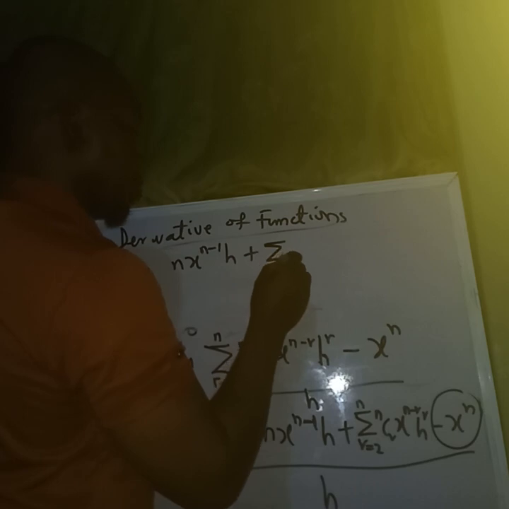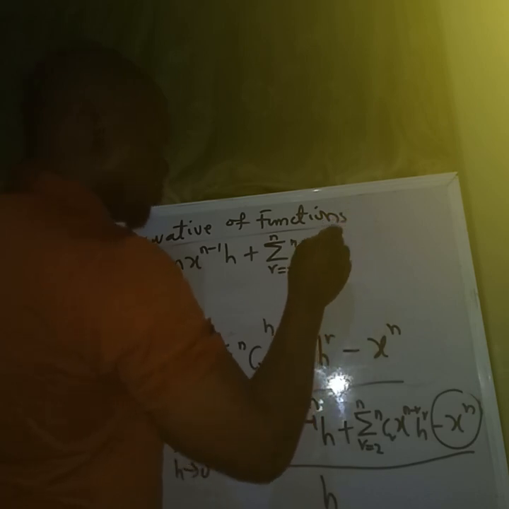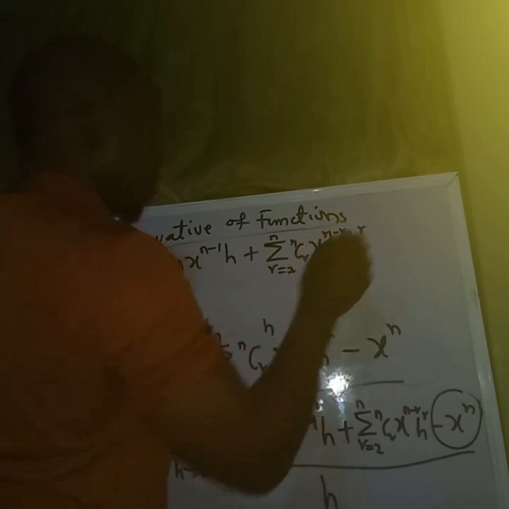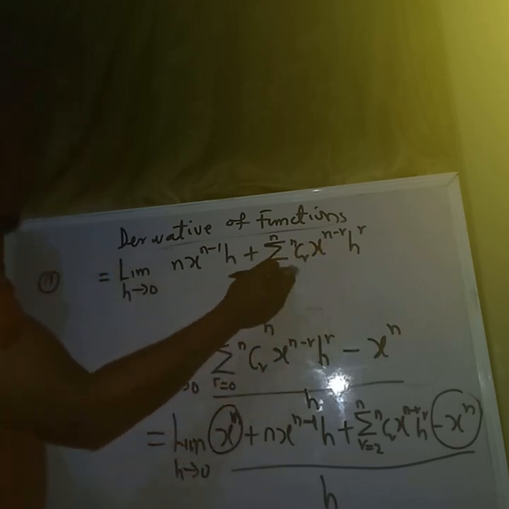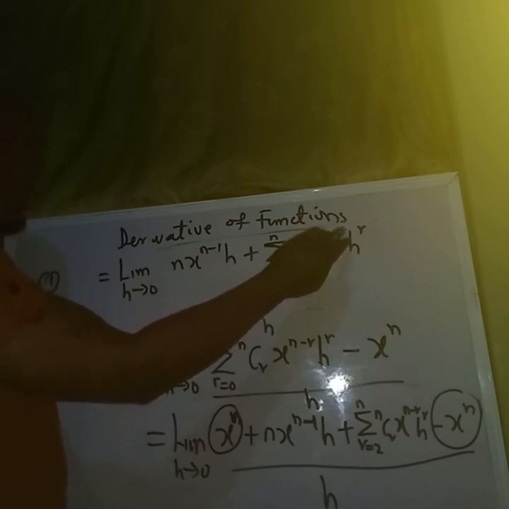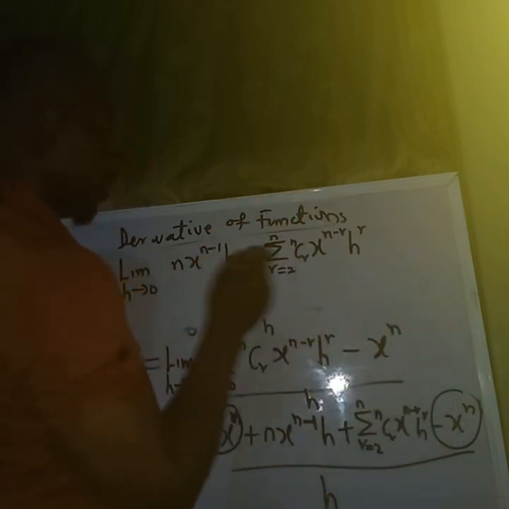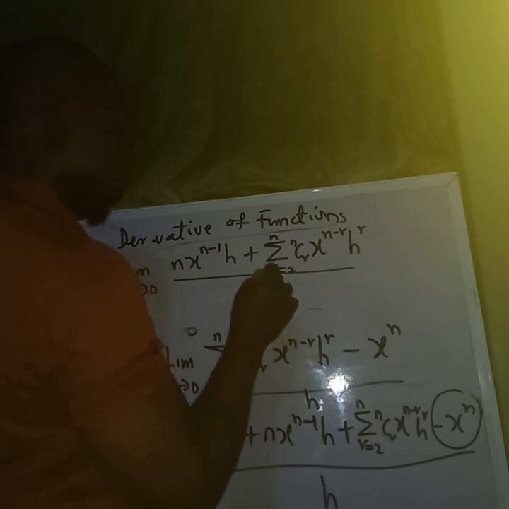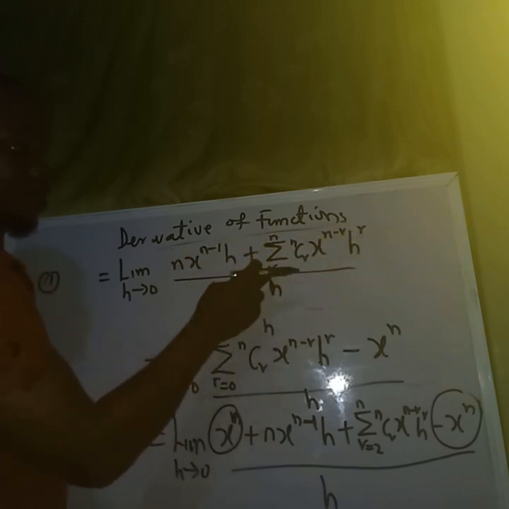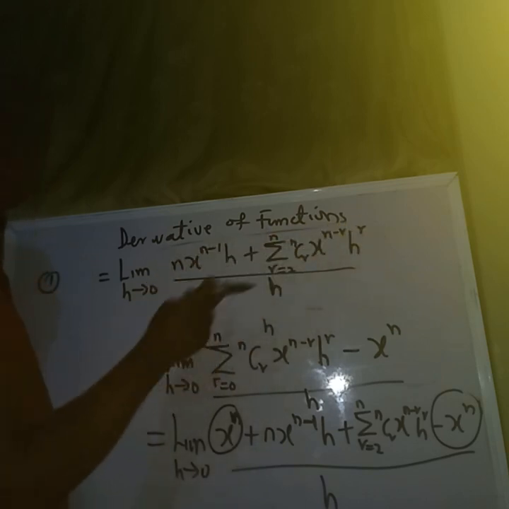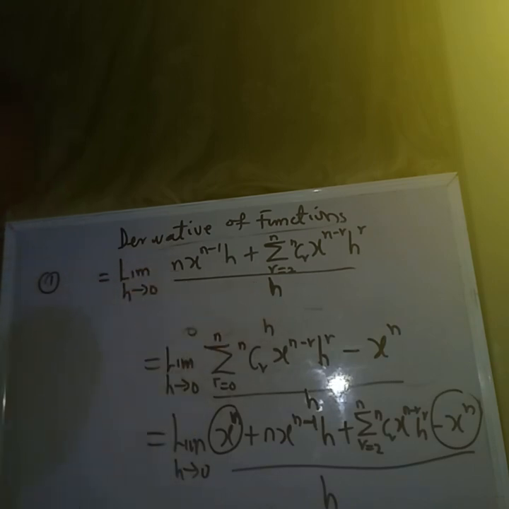This term is the summation r equal to 2 to n, n combination r, x to the power of n minus r, h to the power of r. Of course, I'll start from 2. The power of this is increasing. This means h appears at least twice. So in all of this, we see that h appears throughout, even from the series. So it means we can factor one h out, which will cancel this.